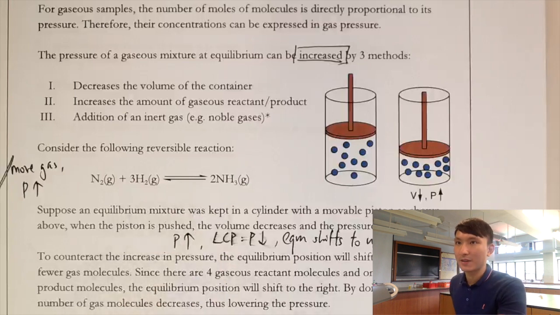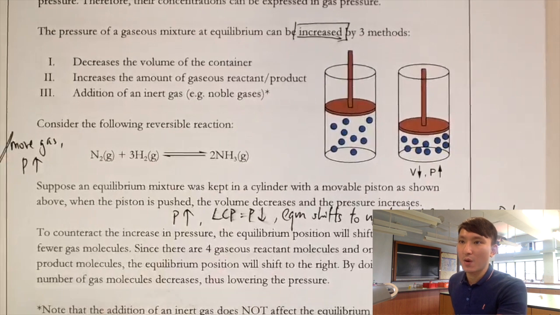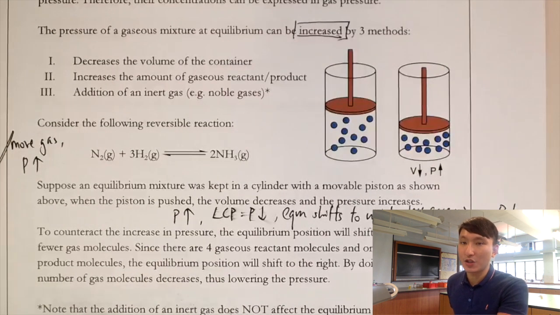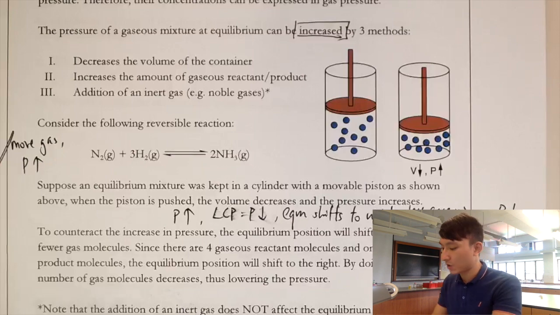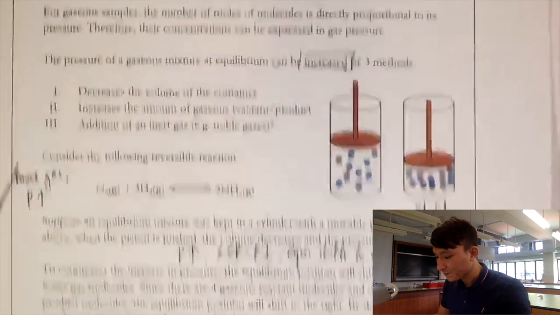Now, this is the part where it refers to the addition of inert gas. Because it is not part of the system and does not affect the concentration of any of the chemical species within the system, it does not affect the equilibrium position, not to mention Kc. Alright, so this is the idea.